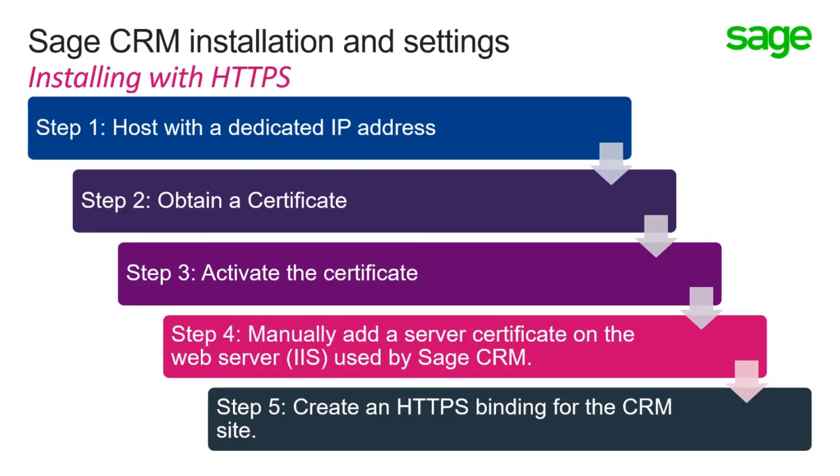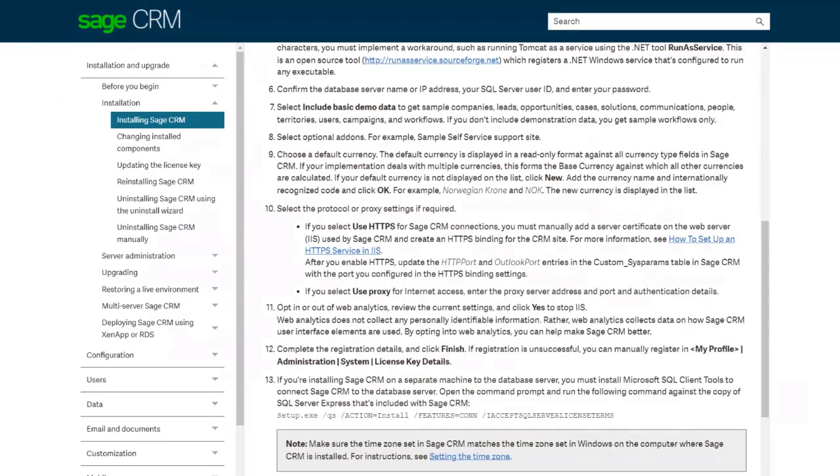And when we're thinking about this process, there are lots of guides available to take you through the process of requesting, obtaining, installing, and then activating the certificate within the web server that Sage CRM is sitting on. And the Sage CRM System Administrator Guide links to the Microsoft guide itself for setting up an HTTPS service with Microsoft.